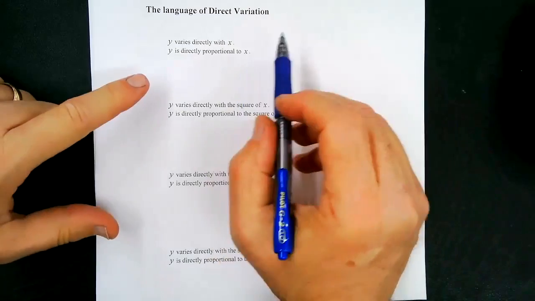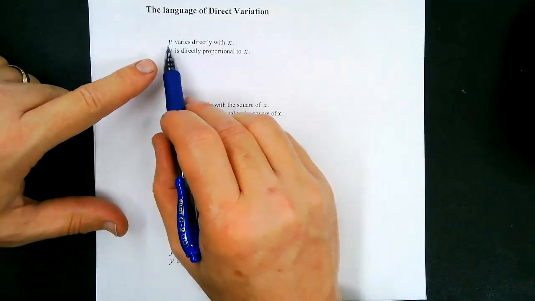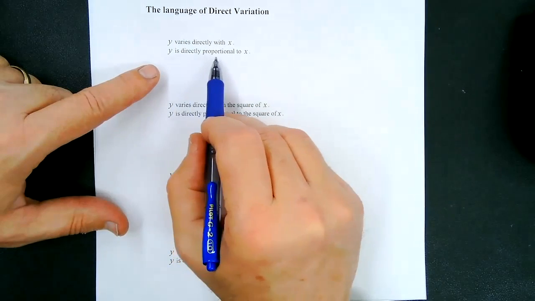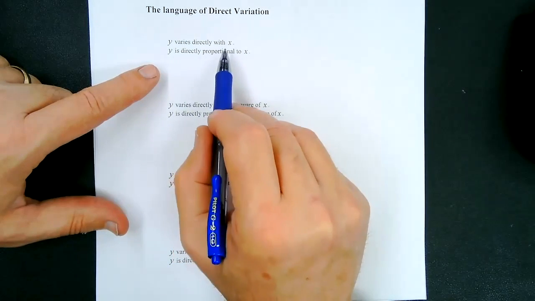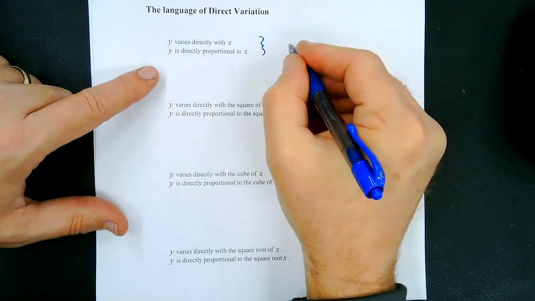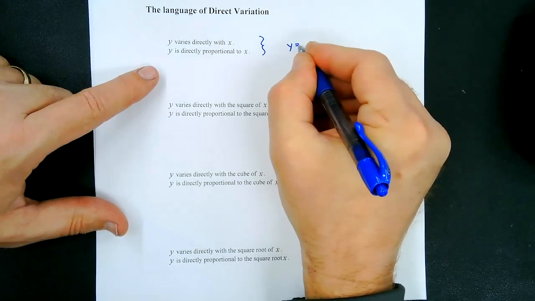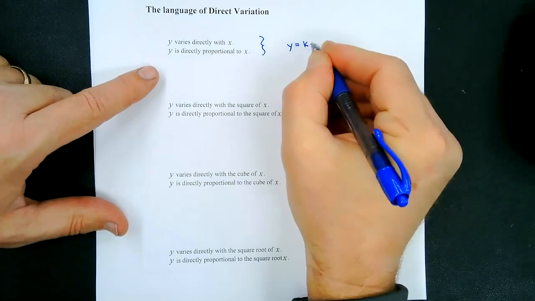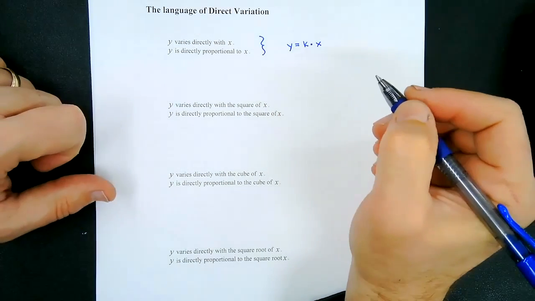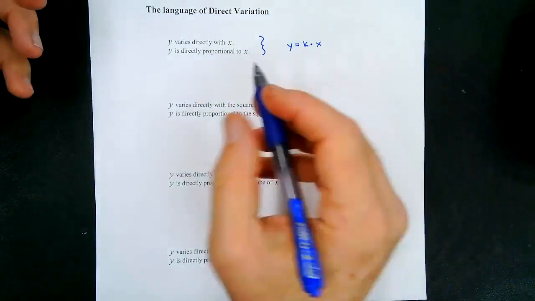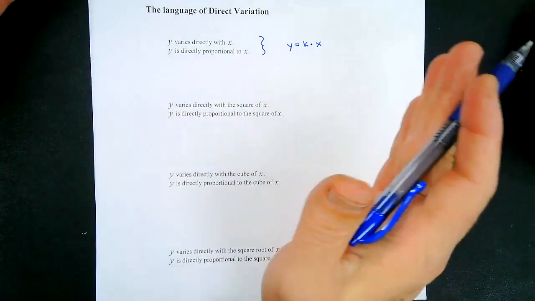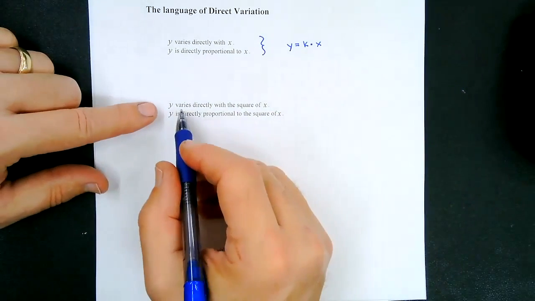So what I want you to understand next is this language. If we say y varies directly with x, or if we say y is directly proportional to x, we're actually saying the same thing, all right? Both of these translate into, we know that y is equal to k, that proportionality constant k, times x, all right? That's what it means when we see y varies directly with x. They're just telling you how these two are related, okay?